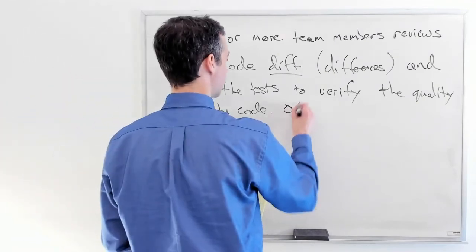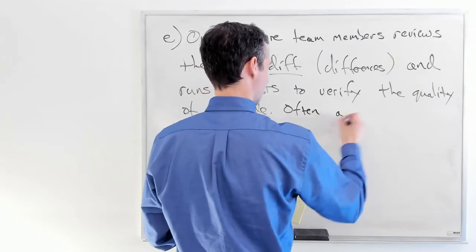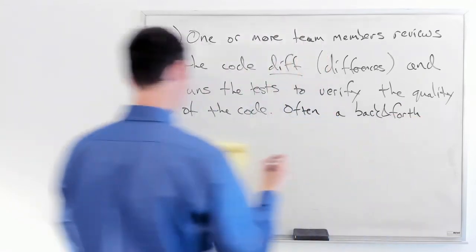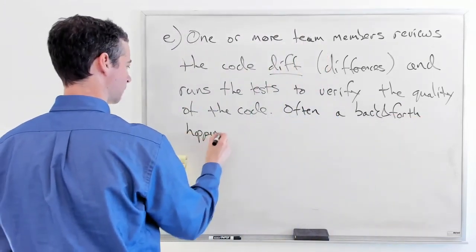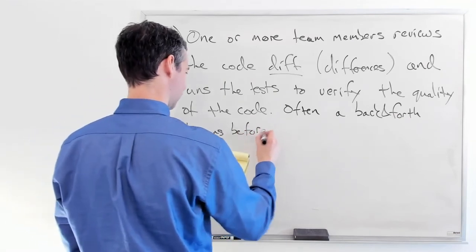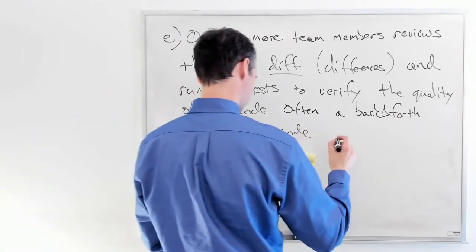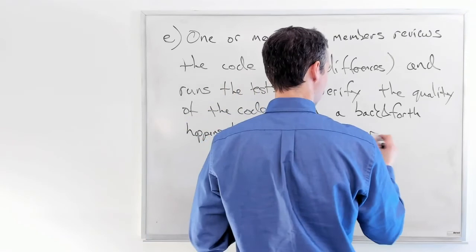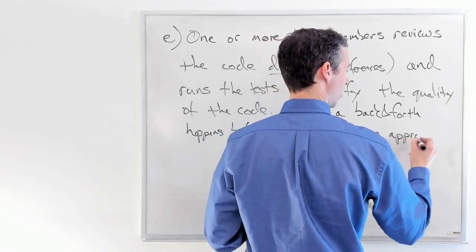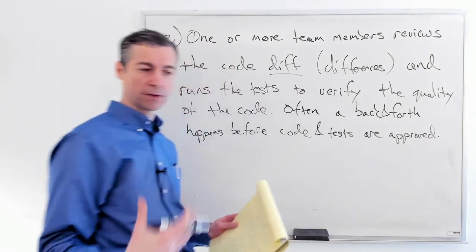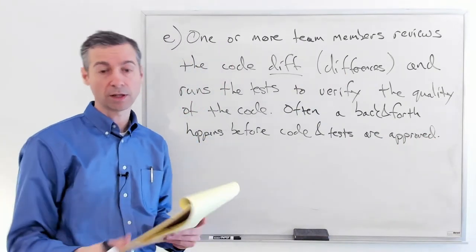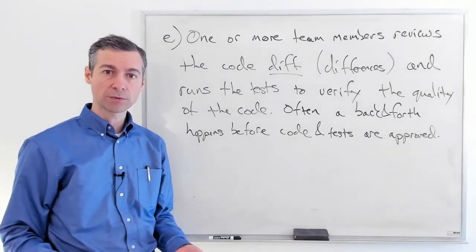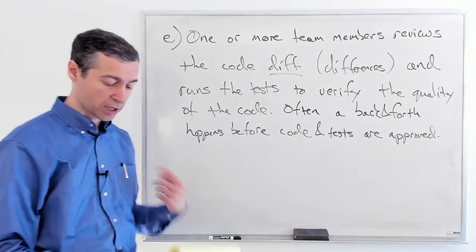So now, often you're going to have, as a result of this, a back and forth that happens before code is approved. So before the code and whatever the tests are, because your tests matter too, where the code and tests are approved. Our process in this course and a lot of organizations is you're not allowed to get your code out there to the customer until we've given it a rigorous review, tested, and understood whether it's any good.